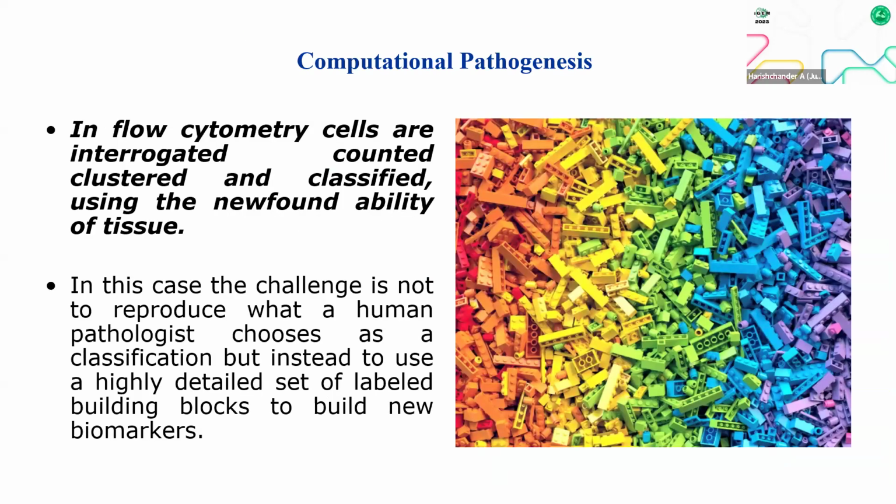So what do we do exactly in computational pathology? Before, with flow cytometry and similar high throughput equipment, we got an interrogation of the counted cells, clustered and classified like building models, which gives you an overview only. But the special challenge is to reproduce what a pathologist chooses to classify, instead of using a highly detailed label block to build a new biomarker.